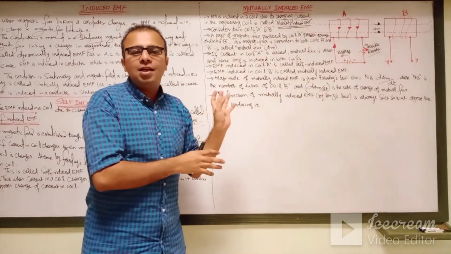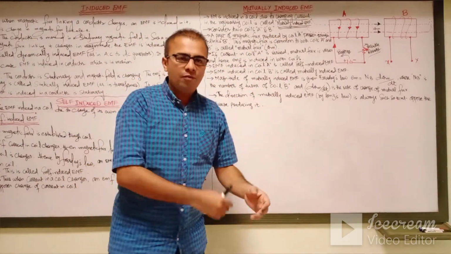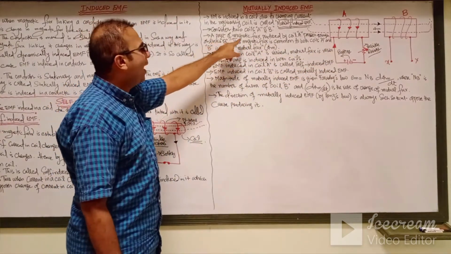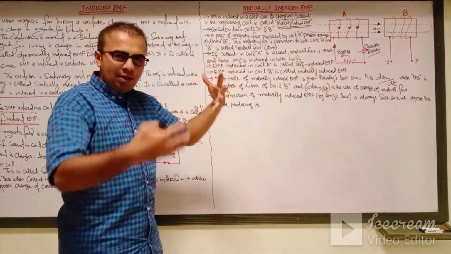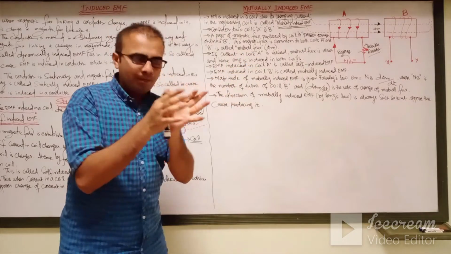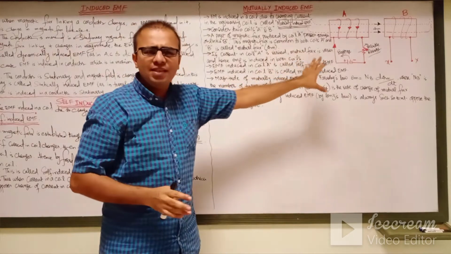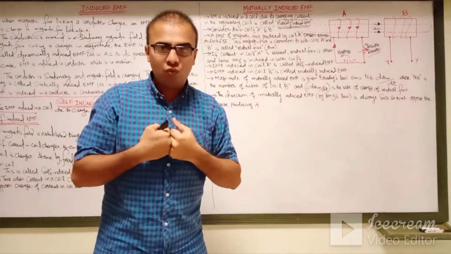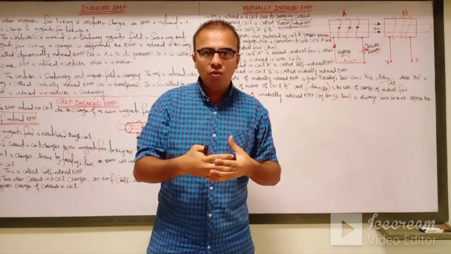So that magnetic coupling between the two coils is called the mutually induced EMF. Consider the two coils A and B. A part of the magnetic flux produced by coil A passes through and links with B. This magnetic flux is common to both coils, because as you can see from the diagram, there is no electrical connection between the two coils. Both coils are magnetically coupled to each other.